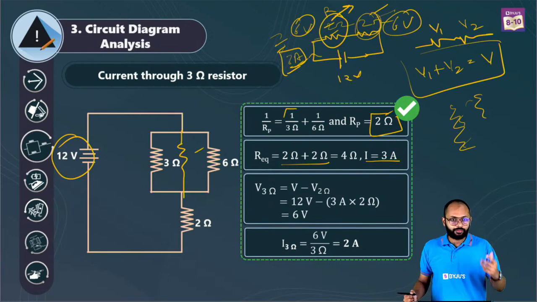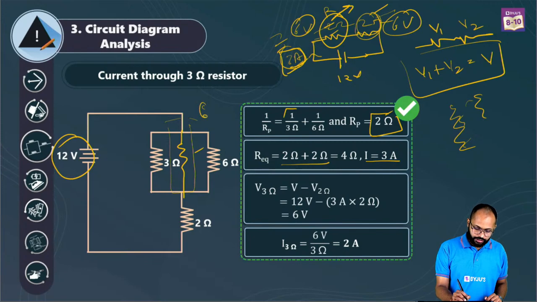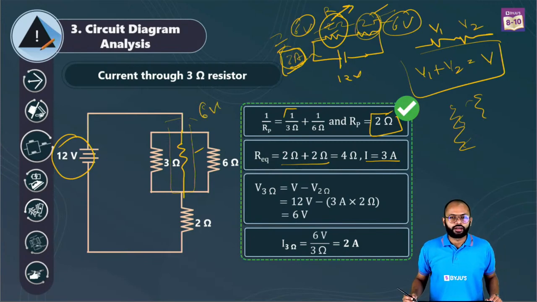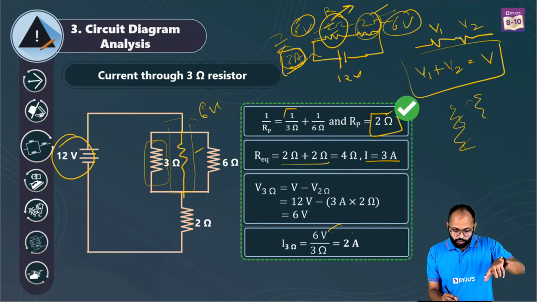Yes, current is same, right? That's why I'm saying 3 amperes, it will go through 2 ohm also and 2 ohm also. You have found the voltage drop across this equivalent resistance of 2 ohm. How much you got? You got this as 6 volts, right? Which means now if you got 6 volts, this is 3 ohm. Now it could be V upon R and then you get 2 amperes, right?